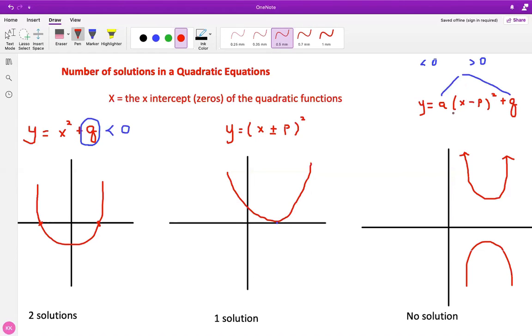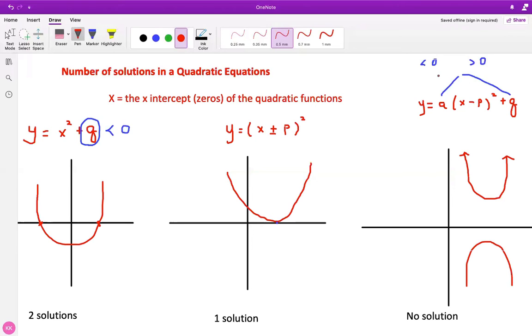When a is positive and q is positive, it's depicted in the first situation here. When a is positive, the parabola opens up. q positive means that we shift the function upwards. So when we shift the function upwards and it opens up, we don't expect the function to hit the x-axis, so we don't have a solution for this one.